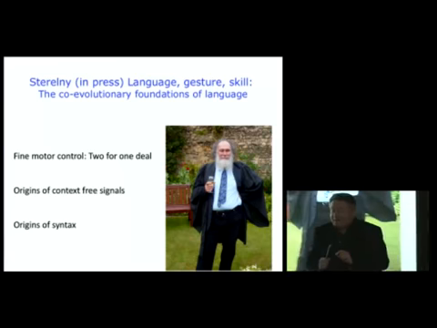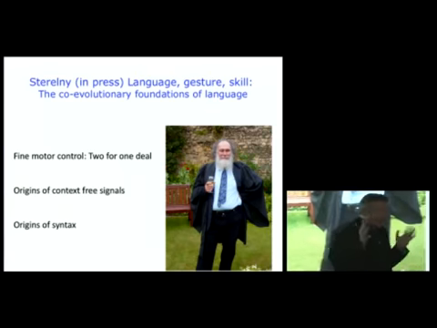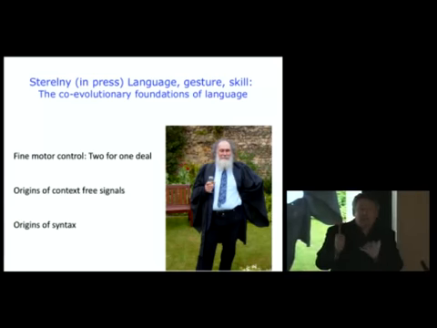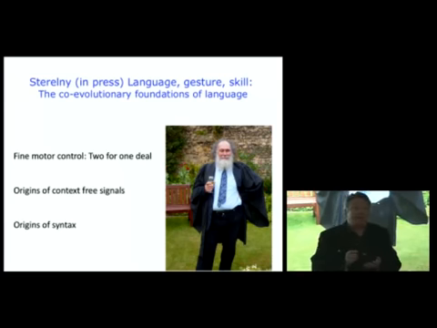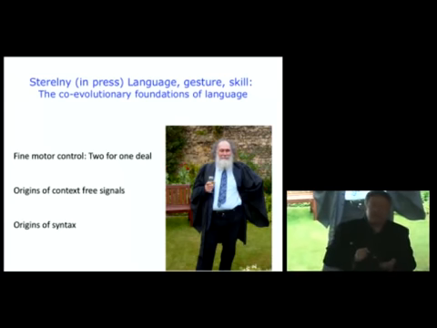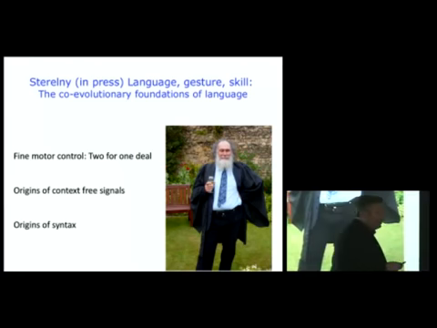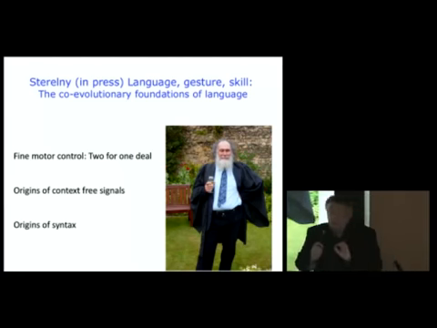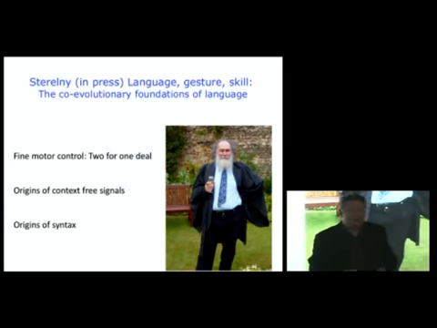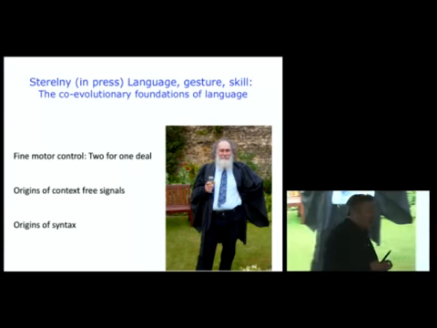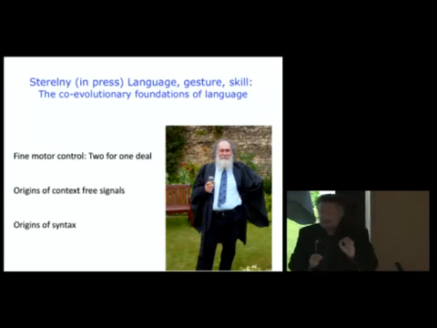So, first of all, he observes, as lots of other people have, that if you link gesture and complex tool manufacture, you get a kind of 2-for-1 deal. The improvements in fine motor control are not only going to help you manufacture tools, they're also going to help you with elaborating gestures. More importantly, I think, he suggests ways in which, through pedagogy, there might be teaching about tool manufacture, there might be the origins of context-free signals.